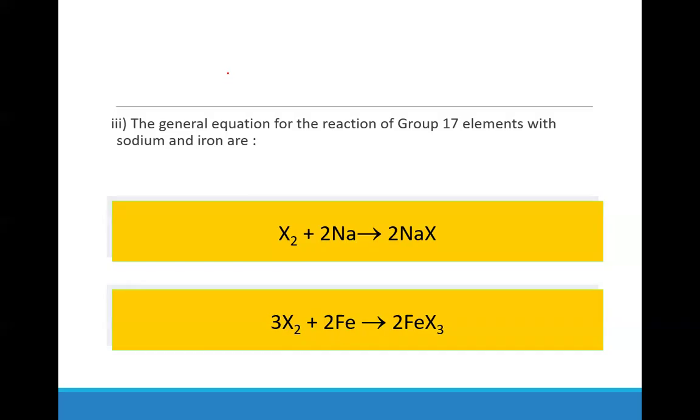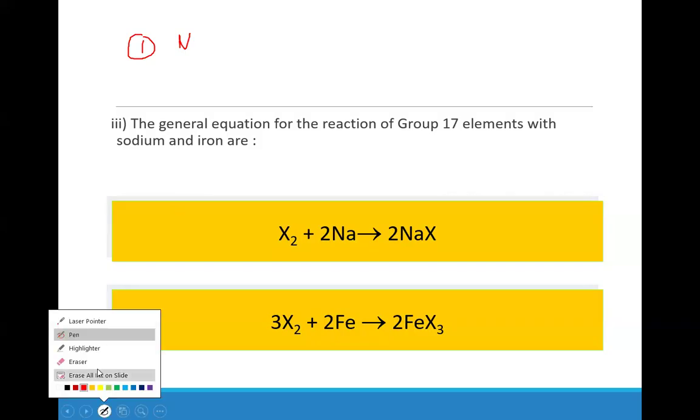ना उसमें ये होता है कि a more reactive halogen will displace the less reactive halogen from its compound, right? So, for example, this is not a displacement reaction. ठीक है, तो एक तो हमने reaction पढ़ा halogens का, एक मिनट, ऐसे नहीं, let me just erase this.